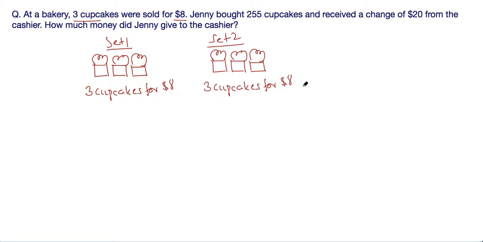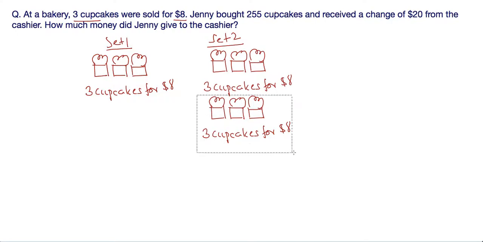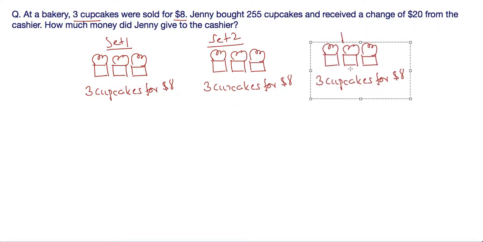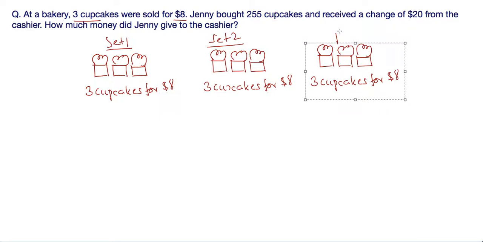And how about if I have to buy 3 sets? Let's say there is another set here, and let's call it set 3. Obviously it will cost the same price, $8. So suppose I buy 3 sets of cupcakes, how much do I have to pay? 8 plus 8 plus 8. It's 8 times 3, which is $24, right?